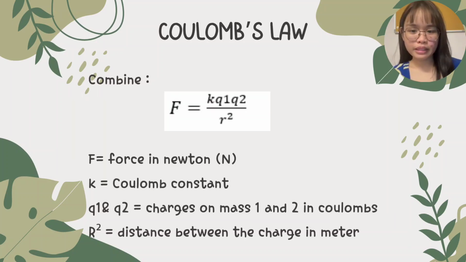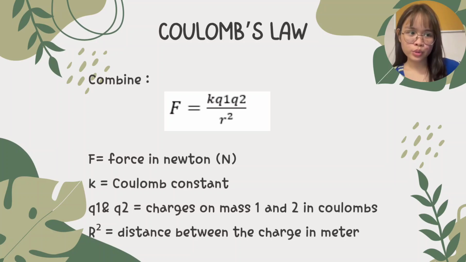So this is the formula of Coulomb's law. F is equal to K Q1 Q2 over R squared, where F is force in Newtons, K is Coulomb's constant, Q1 and Q2 are the charges of mass 1 and 2 in coulombs, and R squared is the distance between the charges in meters.